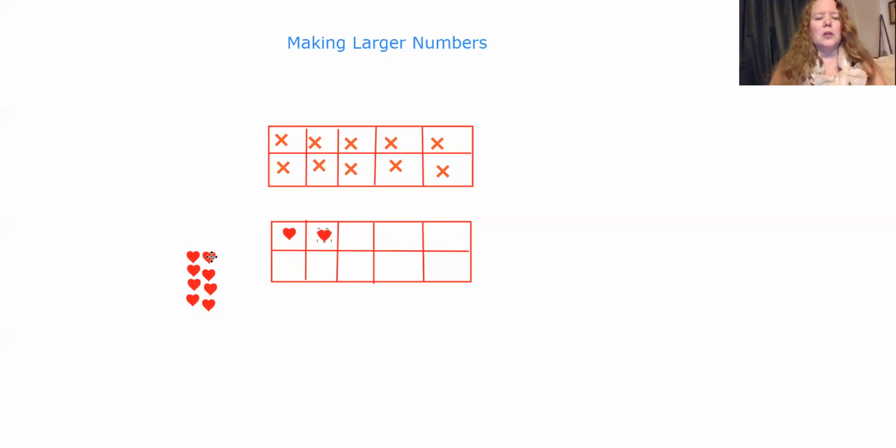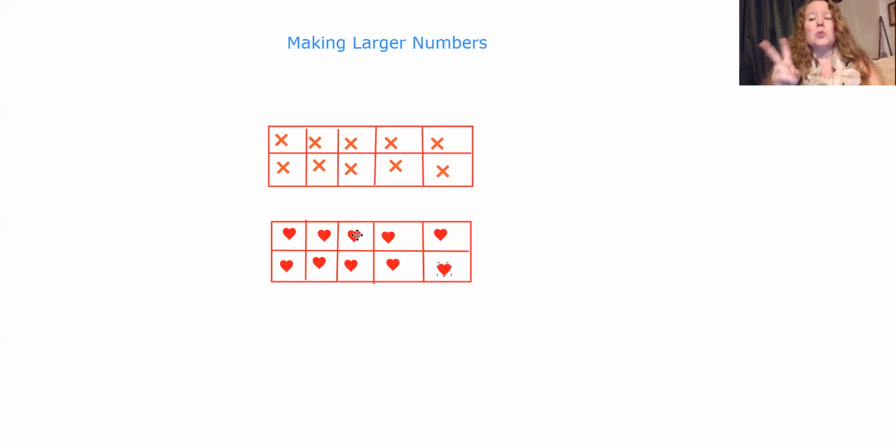Let's see if all of these hearts here are going to equal 10. I still start on the left. I still do my top row first. Okay, so I have shown that I have 10 and 10, which equals 20. Exactly, I have 10 X's and I have 10 hearts. So what if I want to have 2 less than 20?